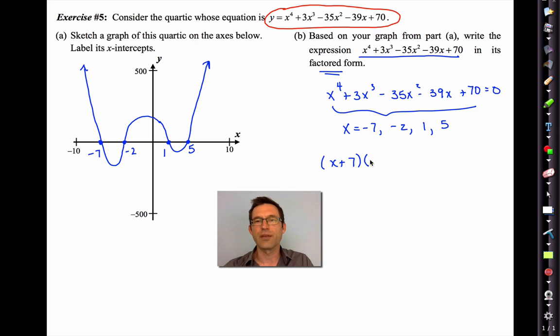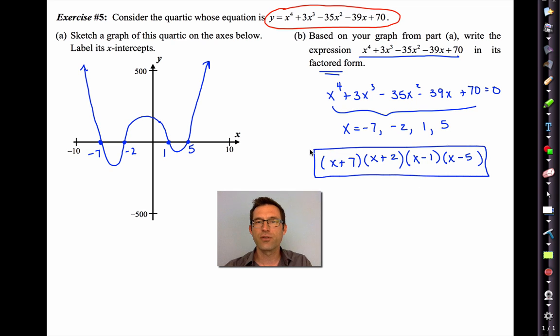If we have a 0 of negative 2, we have to have a factor of x plus 2. If we have a 0 of 1, we have to have a factor of x minus 1. And if we have a 0 of 5, we have to have a factor of x minus 5. So this is the factored form of this quartic. Isn't that kind of cool? Graphical factoring, using the zeros of a polynomial to figure out the factors of the polynomial.